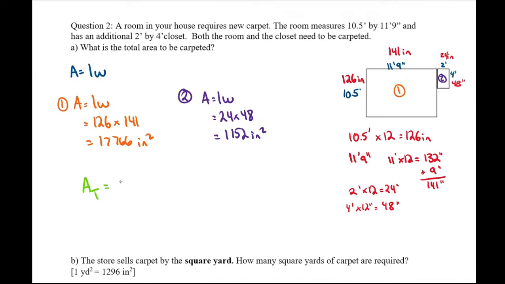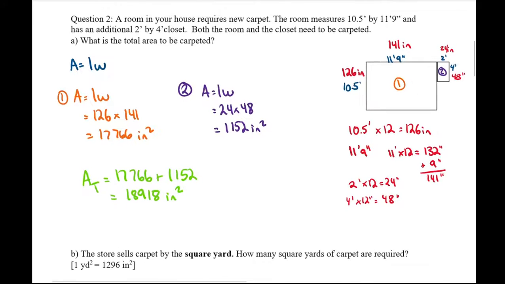So my total area is 17,766 plus 1,152. And I get 18,918 inches squared is my total area of both the room and the closet. So I have my total area. I know how much total area needs to be carpeted.